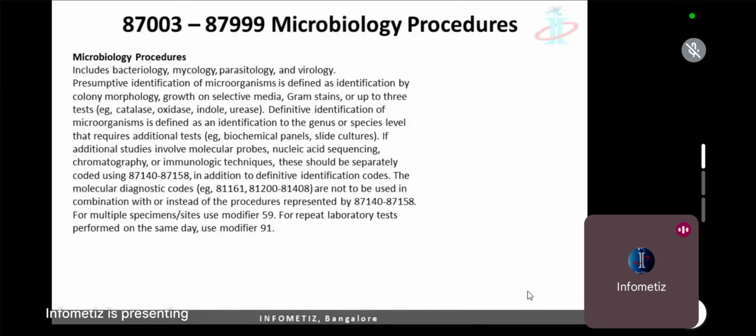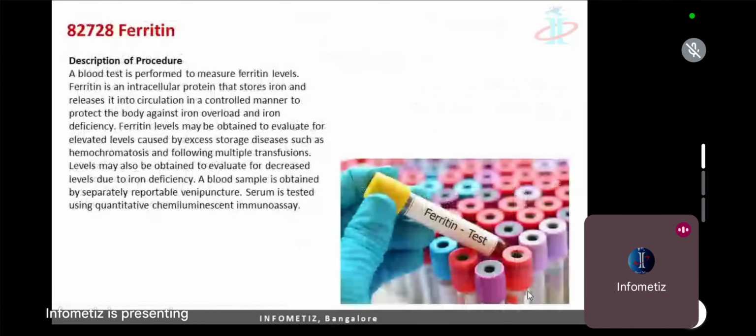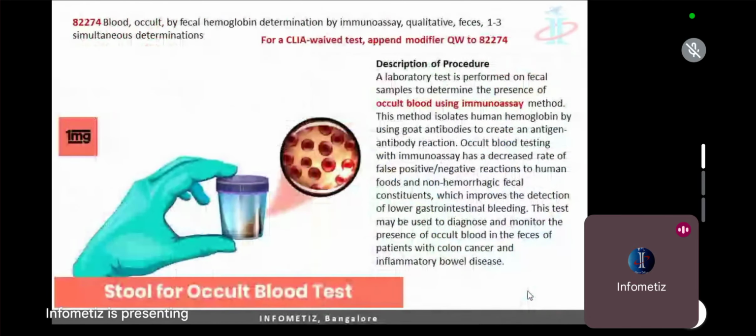Now I'm coming back to 808, that surgical pathology code. You tell me the answer and how you find it.